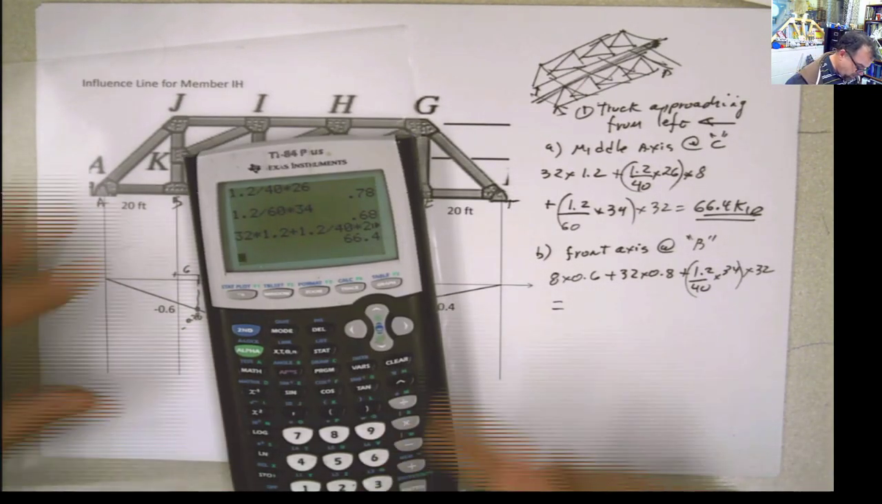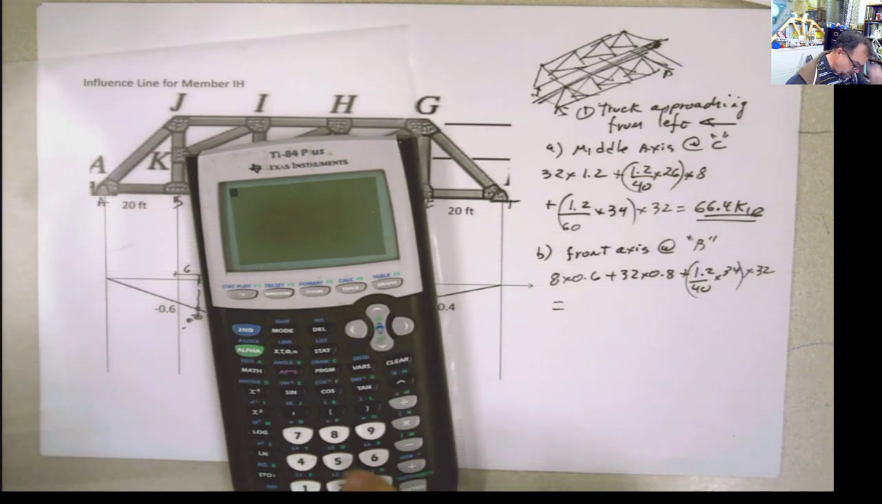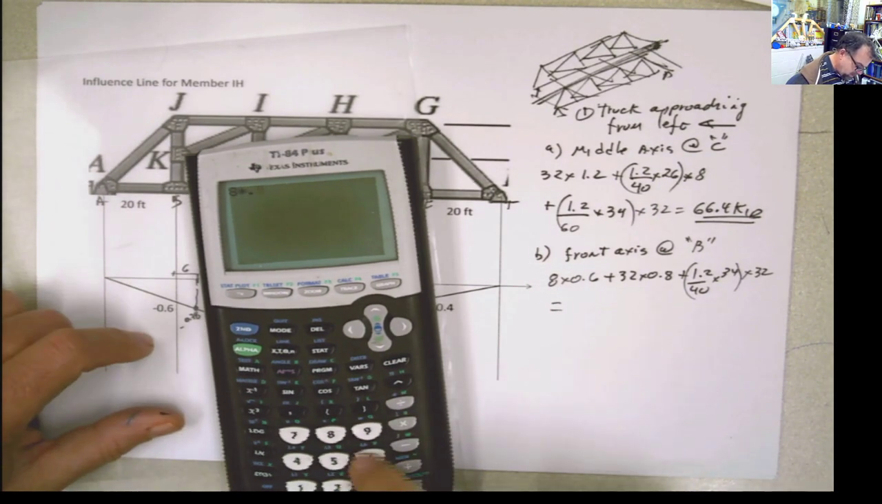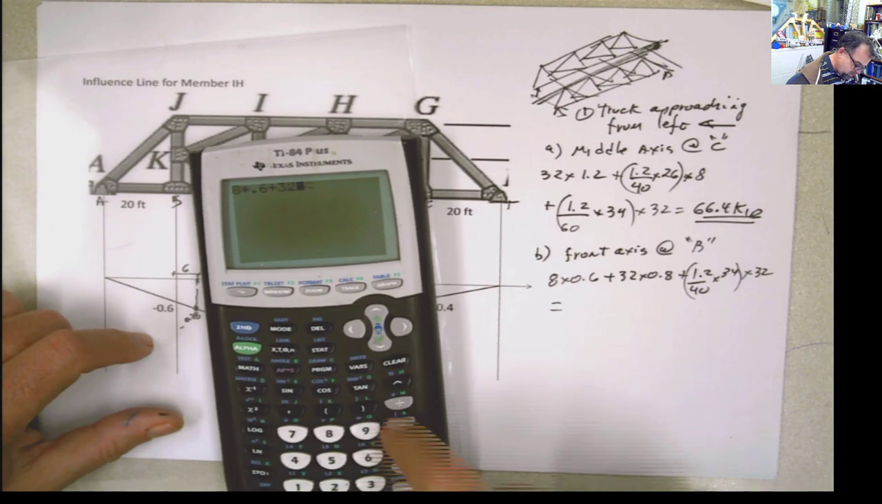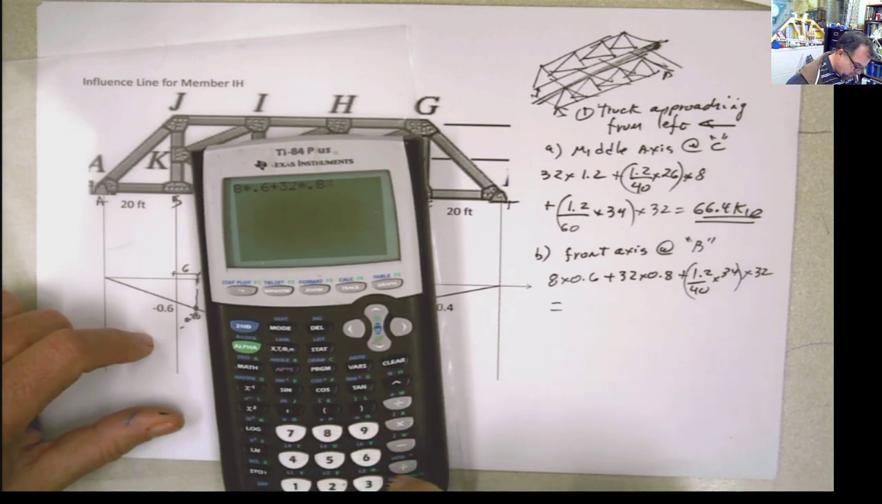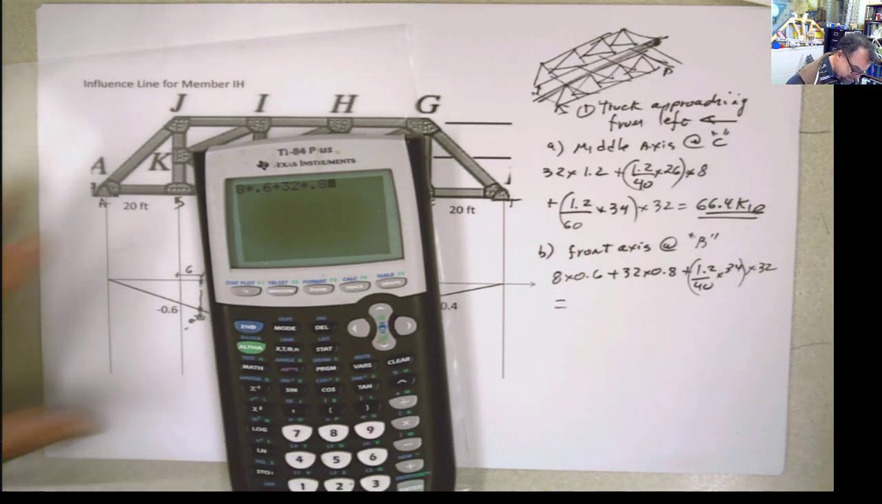My back is hurting because I have been doing this the whole day. 8 times 0.6 plus 32 times 0.8. So you better go and like them at least.